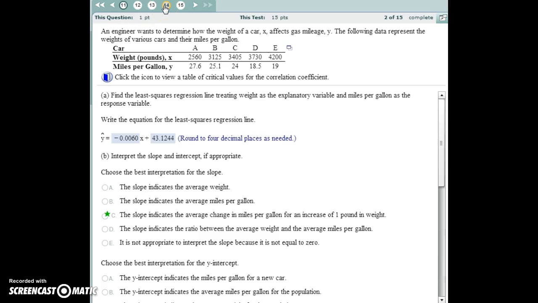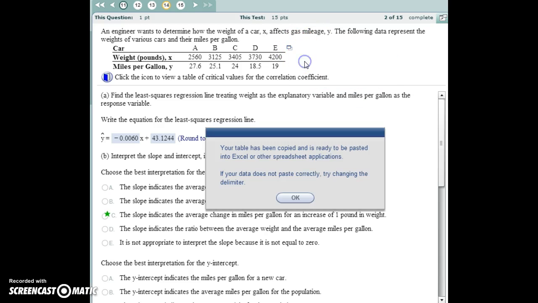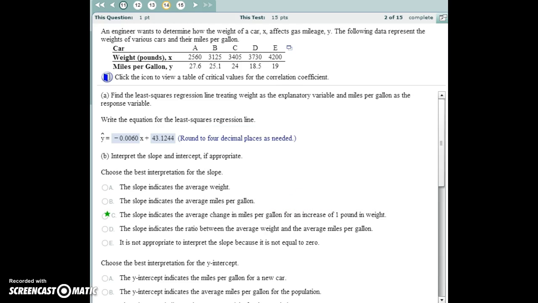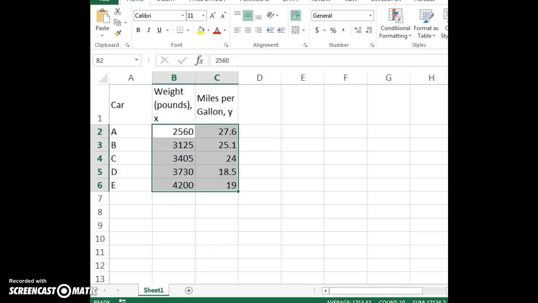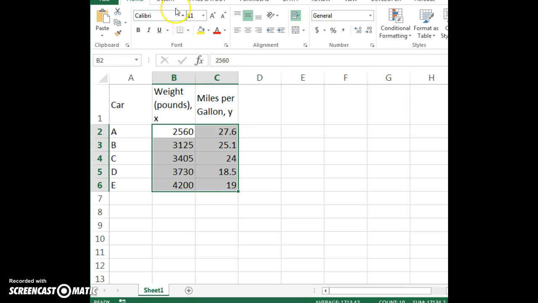For number 14, we're trying to see how the weight of a car would affect the car's gas mileage, trying to see if there's any correlation between those values. I'm going to do it in Excel, so you copy it to a clipboard. You can use StatCrunch if you want, but I'm just going to use Excel. You paste it in Excel, and it'll show up like this.